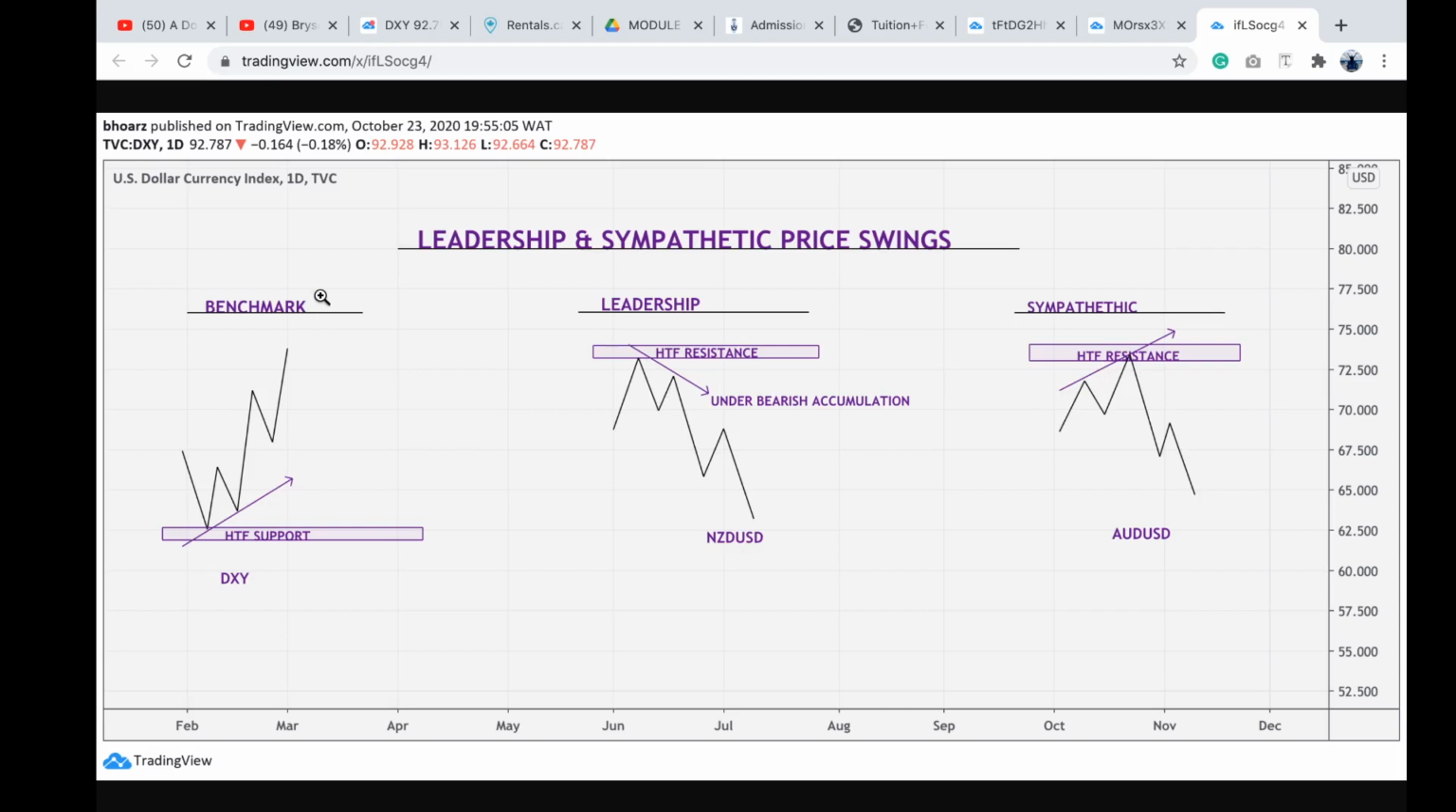If the DXY is bullish, foreign currencies won't maintain that bullishness for a long time. So eventually you're going to have to go bearish. So this becomes the leadership market, and this becomes the sympathetic market.